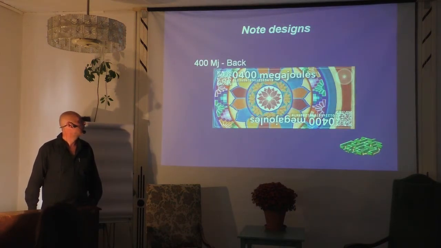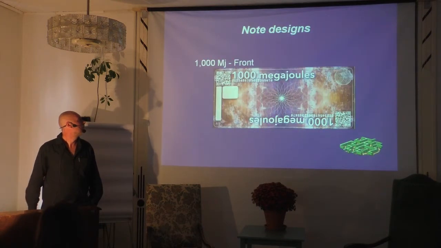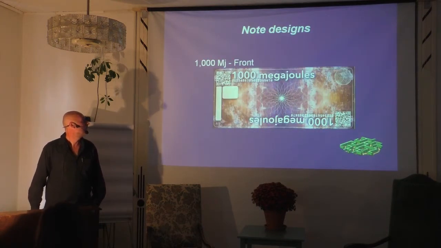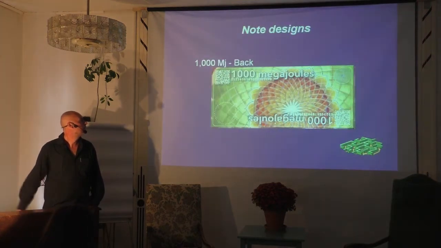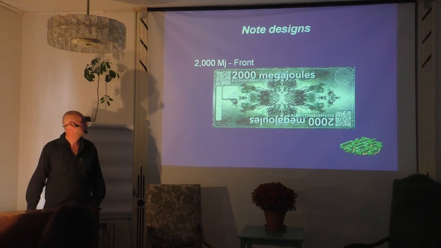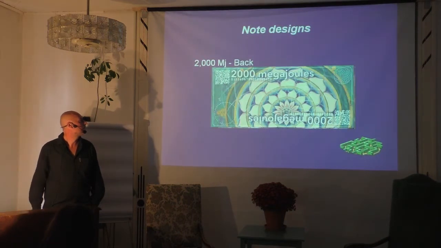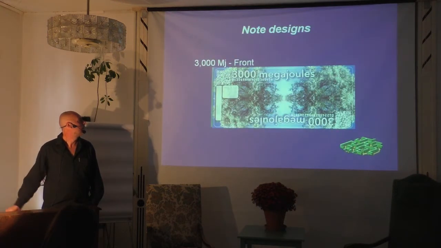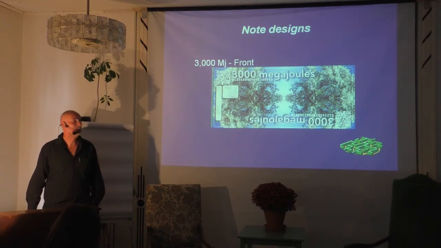Another mandala from Mikey on the back of the 400 megajoules note. The 1000 megajoules note, that's the fractal of a fire. And the back, another mandala. 2000 megajoules. This is a tree now reflected on water. So we've got the tree fractal and we've got the water fractal coming together. 3,000 megajoules. This is a tree now in spring covered in blossom.